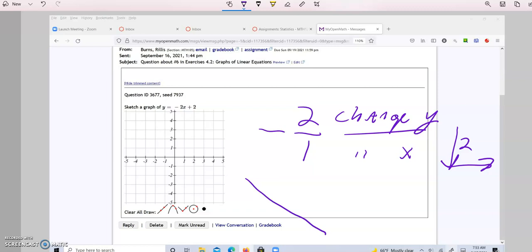So I start at a point I know is on the line, the y-intercept 2. That's the y-intercept right there, 2. And from there, I go down 2 over 1 and plot that point. So down 2 over 1, plot that point. And it will draw the line, which I'll show you right now.